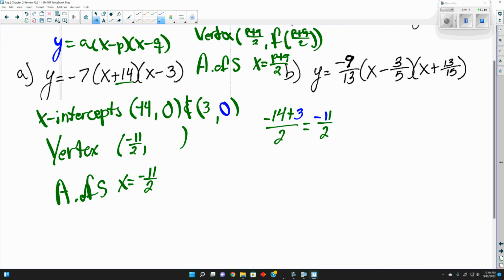Now the y value here, we have to plug it back into the equation. So here is going to be negative 7 times negative 11 over 2 plus 14 times negative 11 over 2 minus 3. And again, at this point, I would type the whole thing in exactly as you see it into the calculator to let it do it for you, instead of trying to do this in individual parts.